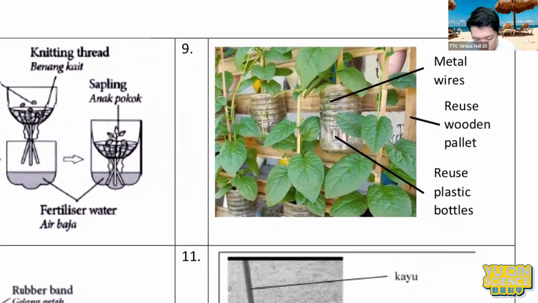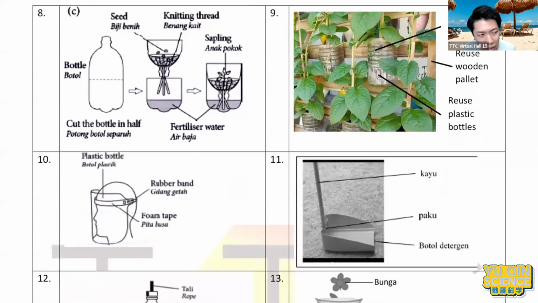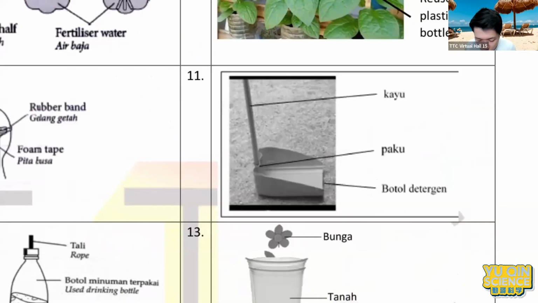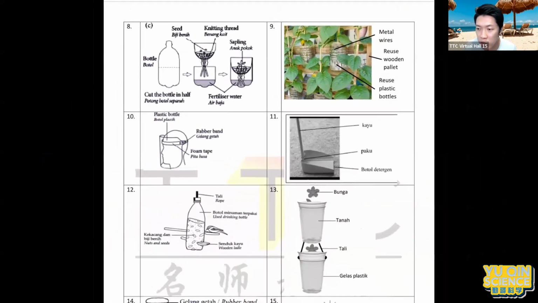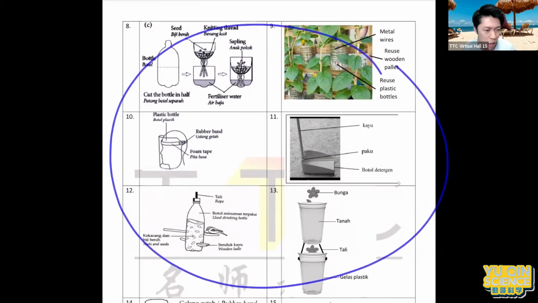You see, these are the Form 5 Chapter 3 questions. COVID-19, plastic pollution, how to solve. See, Chapter 3, a lot, 6 questions from different states. Form 5 Chapter 3, upcycle. Remember? Upcycle? Recycle? Yeah. A lot.